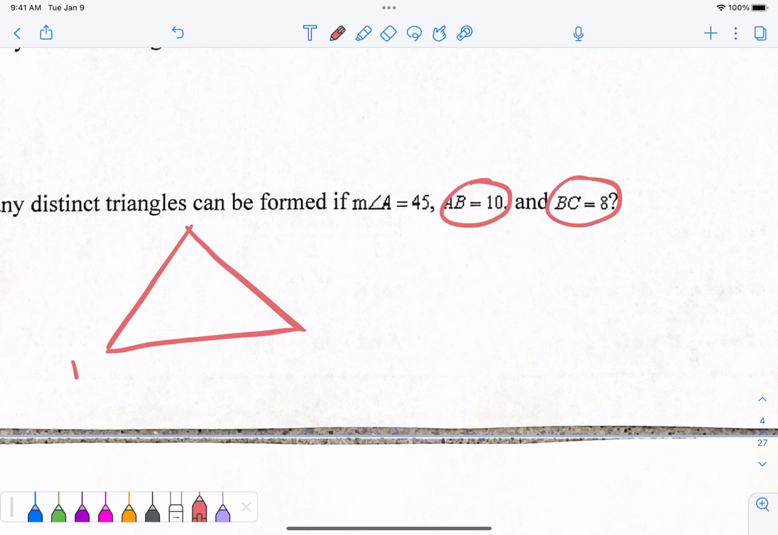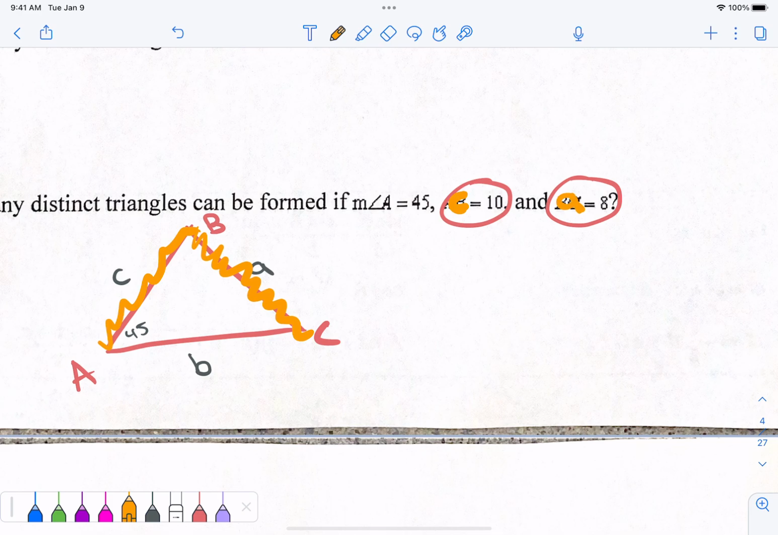Here's the deal. Let's say A lives here, B lives here, C lives here. I have to draw this out. A is 45 degrees. Little a lives here, little b is the bottom side, little c is this side. When they say AB is 10, AB is another way of saying which side? Little c. AB is right here, that's little c, so I'm going to rename it little c. And then BC is this one right here, another way of saying little a. Does that make sense?